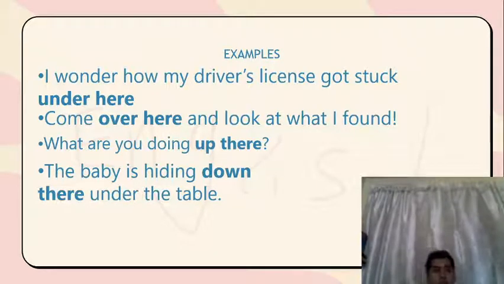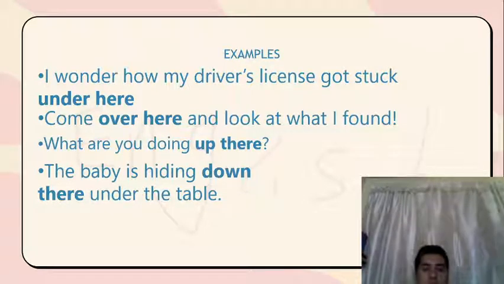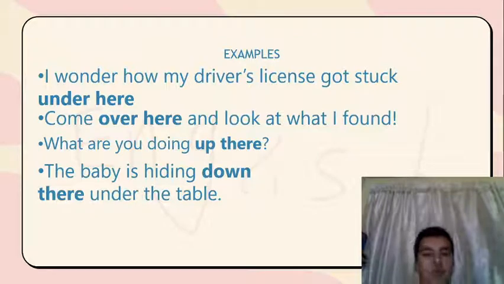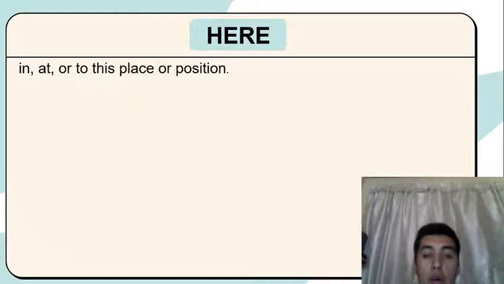In other words, if you see in the examples, here means the position where I am in this moment, near to me, and there refers to the position that is far away from me. Here means in, at, or to this place or position.